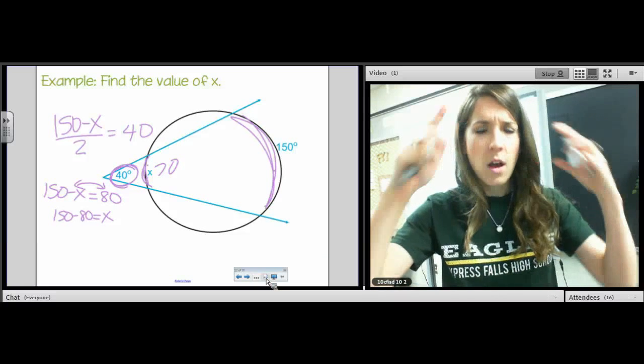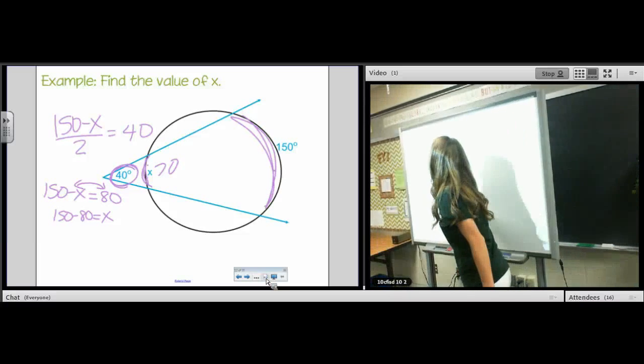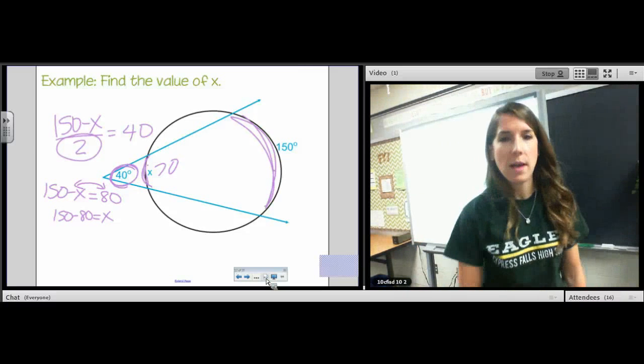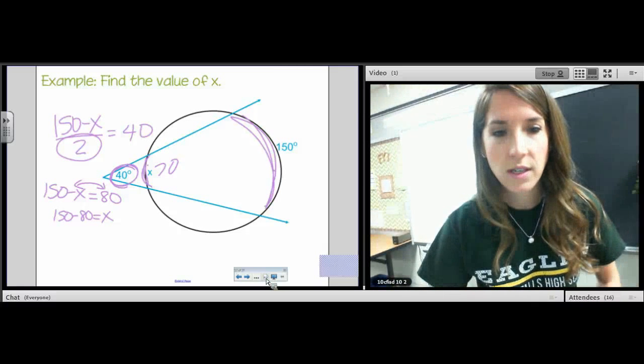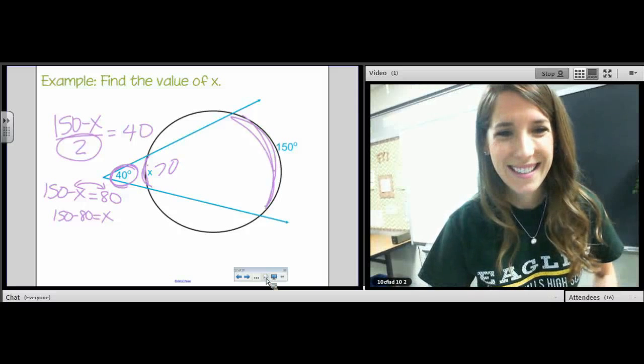Oh, I doubled it. The opposite of dividing by 2 is multiplying by 2. So I was getting rid of that 2 in the denominator. Thank you for asking.